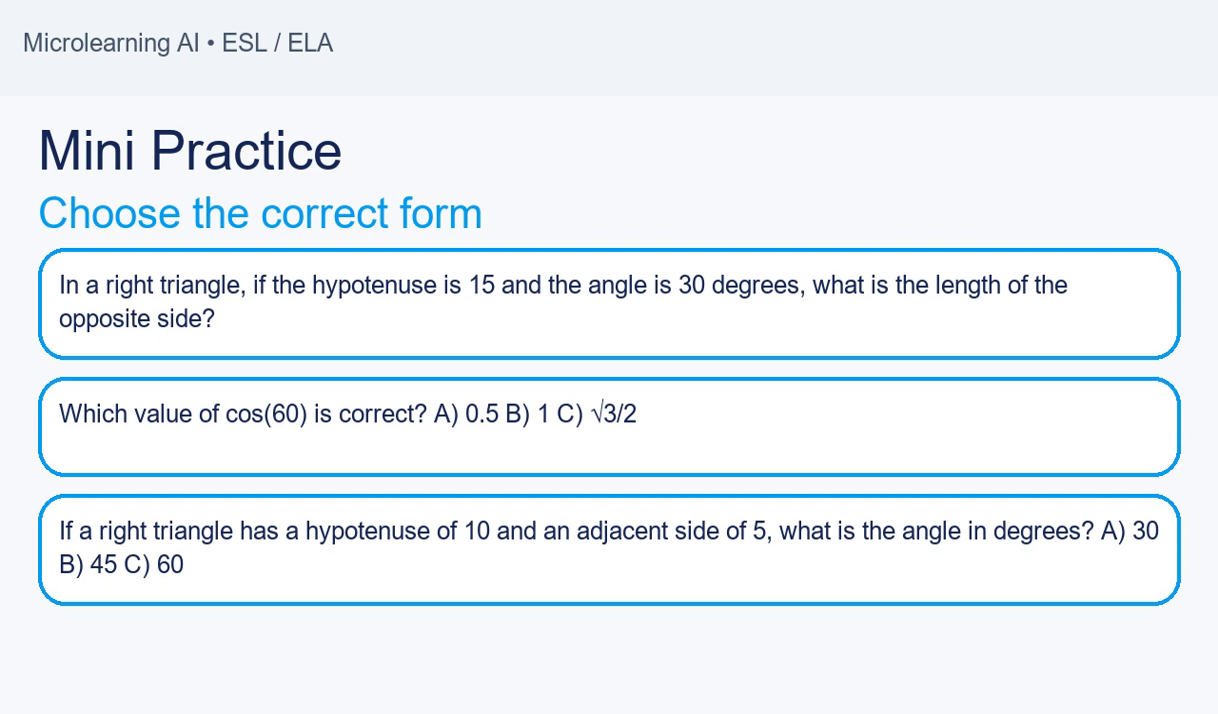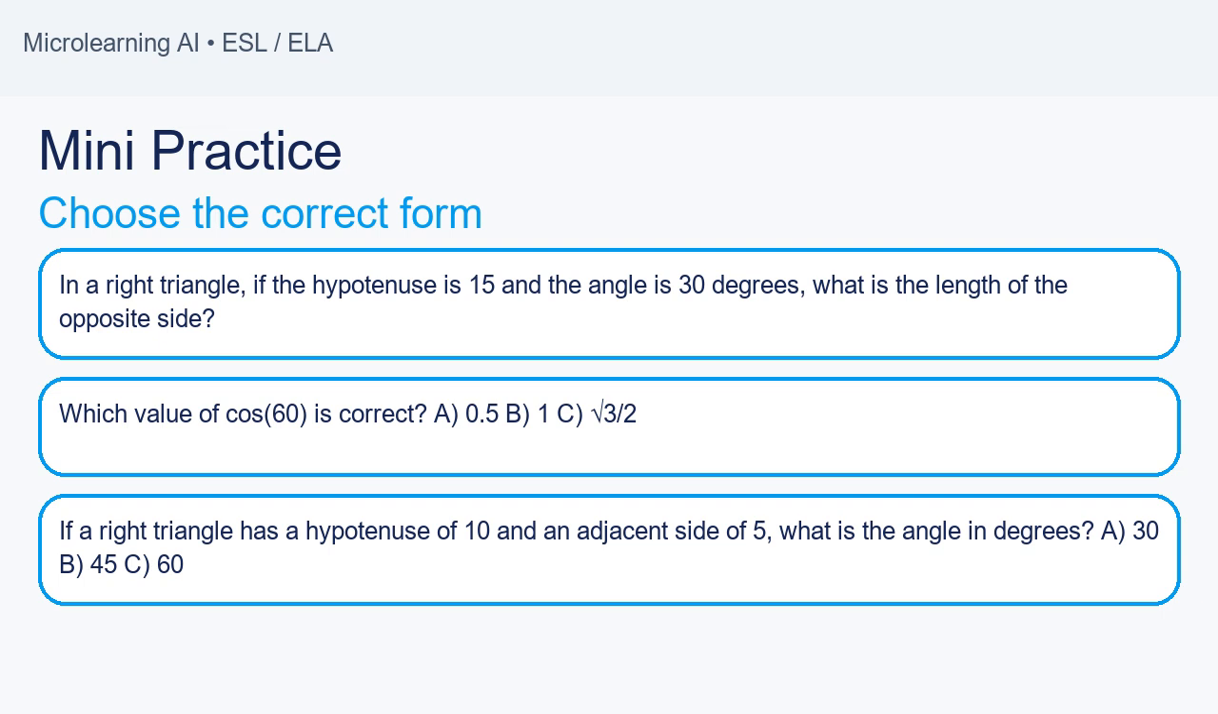Mini practice. Choose the correct form. 1. In a right triangle, if the hypotenuse is 15 and the angle is 30 degrees, what is the length of the opposite side? Answer: 7.5.